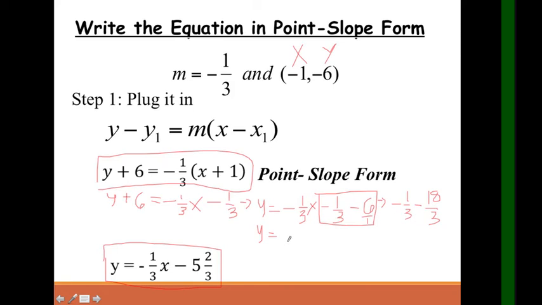Okay, so pwede na natin sila i-add. So, isusulat muna natin si 1/3 x. And then, since pareho sila negative, so the answer is negative. Obviously, 1 plus 18 is 19 over 3. Okay? Now, what is the mixed number for this? Or kahit hindi naman, pwede naman, ganyan na lang. Okay? So, this will be the slope-intercept form for this particular example.